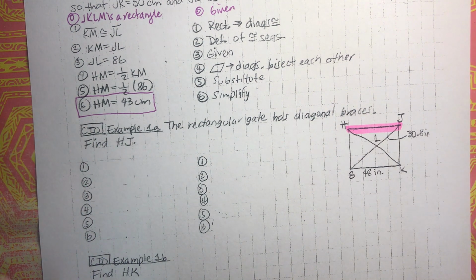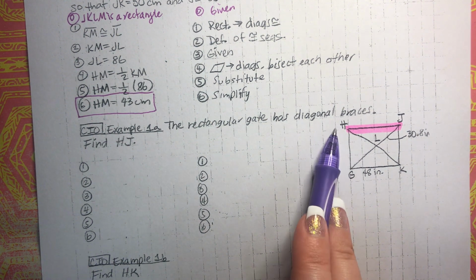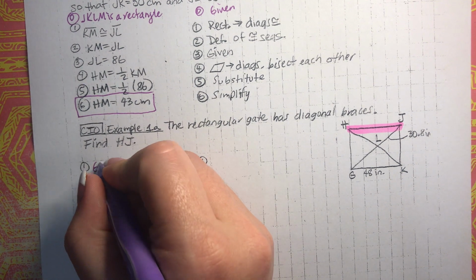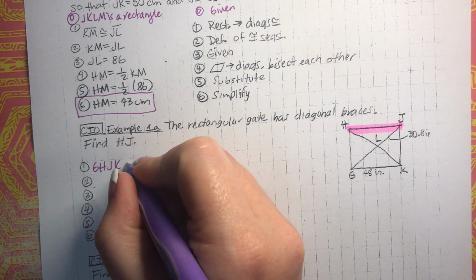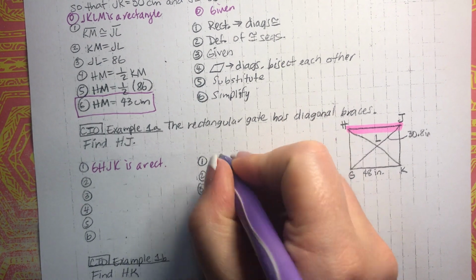This is what we're looking for. Okay, so the first thing I'm going to say is I'm going to say this is definitely a rectangle, okay? So we're going to say GHJK. GHJK is a rectangle because that is given information.